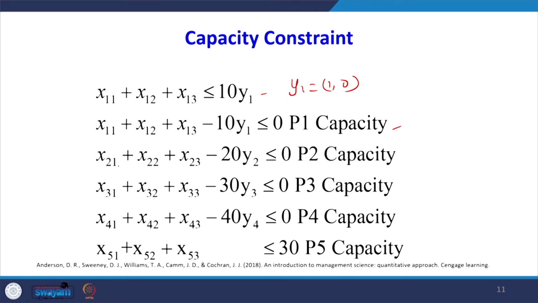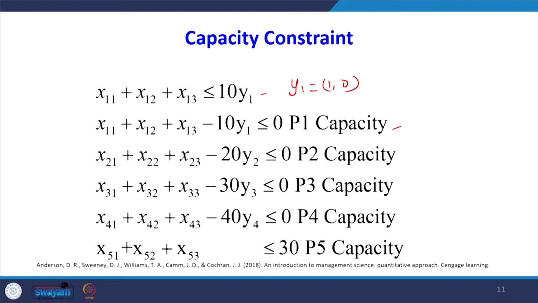Similarly, the capacity of the proposed plant 2 is 20. So this will be x21 plus x22 plus x23 minus 20y2. For plant 3, capacity is 30. So x31 plus x32 plus x33 minus 30y3. For plant 4, x41 plus x42 plus x43 minus 40y4. And plant 5 is already existing, so there will not be any y5 variable, but there will be a capacity, that capacity is maximum 30.